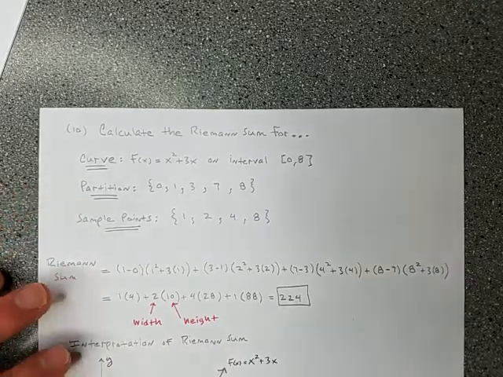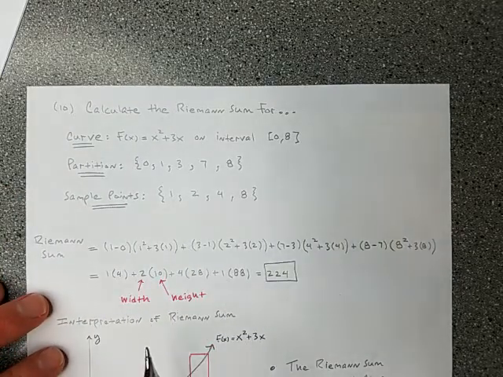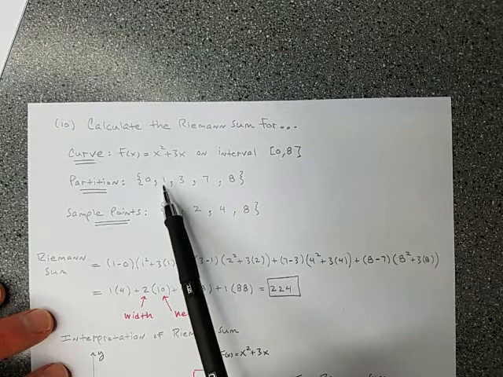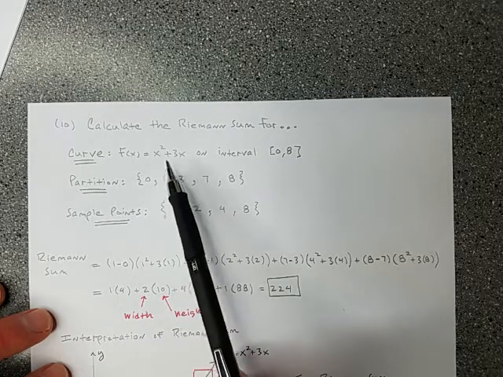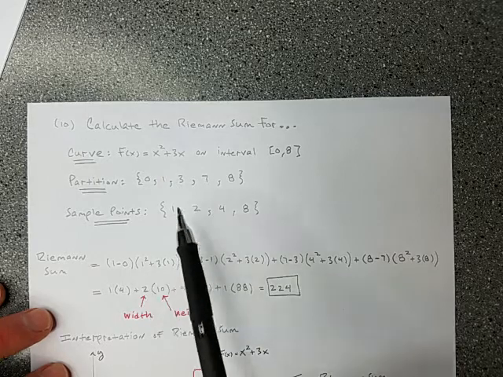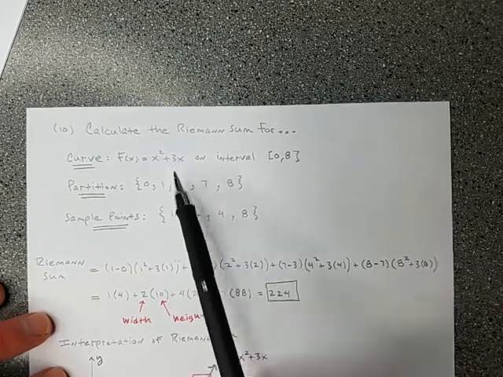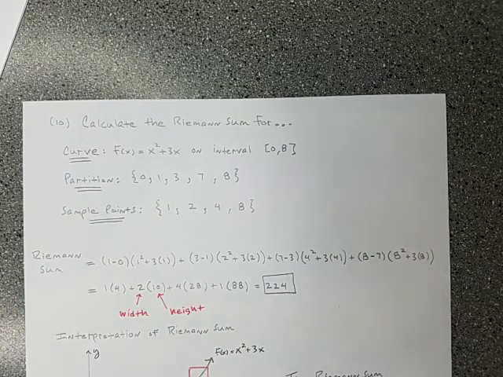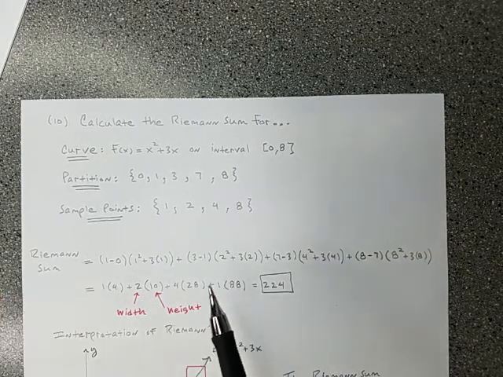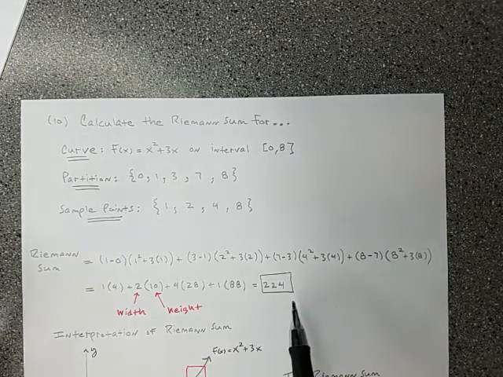Calculating a Riemann sum is fairly straightforward. 1 minus 0, and then we put that sample point into the function. And then 3 minus 1, and then we put this sample point into that function. So you could just do that and not even think about it if you wanted to. Doing the math on the Riemann sum is fairly straightforward. You'll get 224. That's your answer.